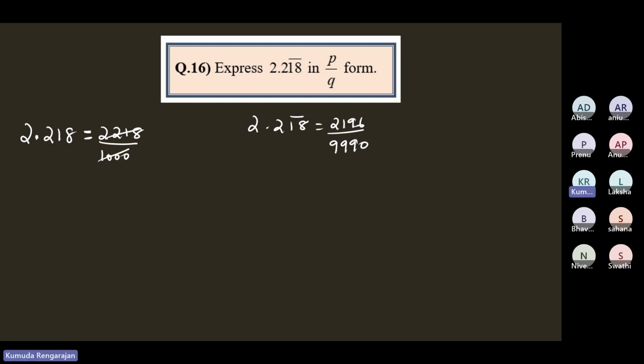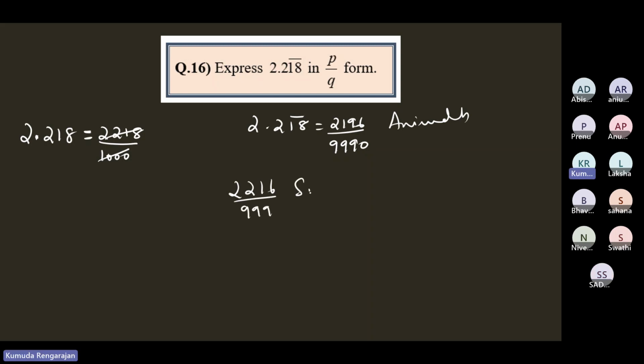What about the others? Are you getting the same answer? No, ma'am, I got a different one. What's your answer, Swati? Ma'am, I got 2,216 by 999. 2,216 by 999? Yes, ma'am. Okay, Swati. Others? Yeah, share your answers, others.